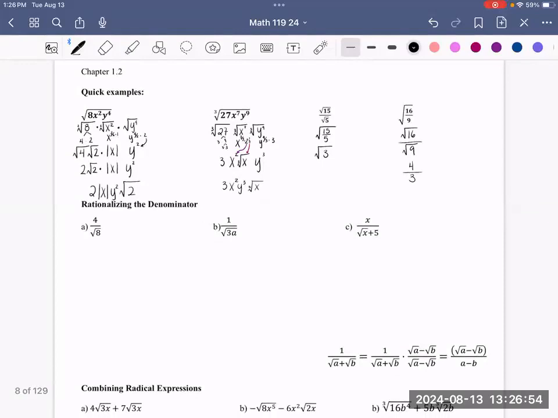Now, something that does come with radicals is going to be rationalizing the denominator. With rationalizing, you're going to be seeing this coming up in chapter 7, where we see lots of square roots in the bottom with our unit circle.